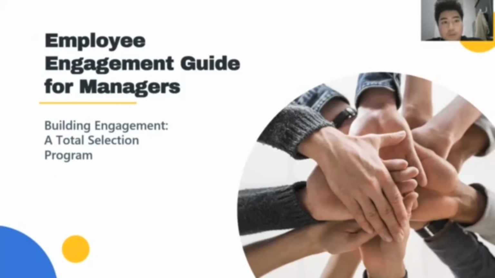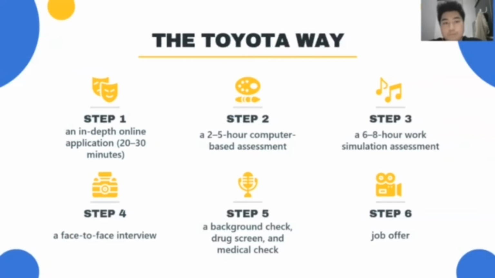Okay, the next one is the employee engagement guide for the manager. Building engagement: a total selection program. Many employers create a total selection program aiming to select candidates whose totality of attributes best fits the employer's total requirements. The program Toyota Motor uses to select employees for auto assembly team jobs illustrates this. So, the Toyota way. Toyota's hiring process aims to identify such candidates. The process takes about 20 hours over six phases and several days. And these are the steps.